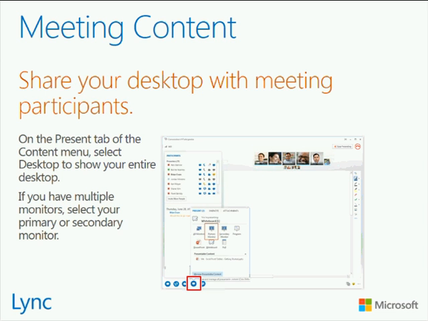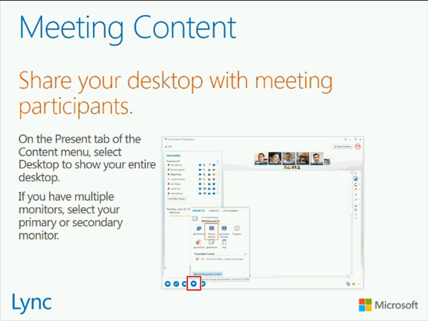The first content option that we'll look at today is desktop sharing. I do want to note that there is support for multiple monitors. So if you have just one monitor, your option will say desktop. If you do have multiple monitors, you can select either your primary or secondary monitor. We would recommend against sharing both simultaneously simply because the view of that for your attendees is not going to be very easily viewed. So you might want to select one monitor or the other.